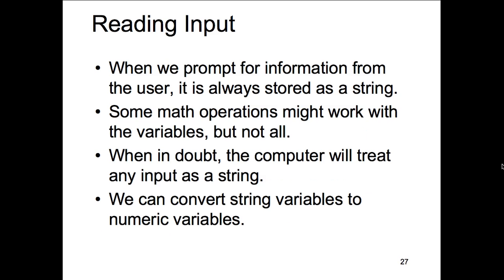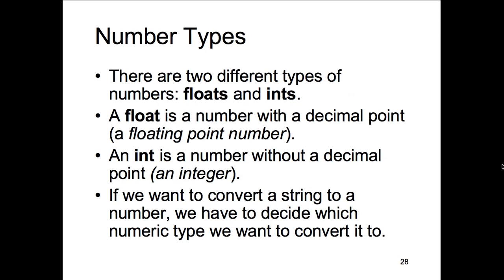Reading input. When we prompt for information from the user, it's always stored as a string. So when you say, give me your GPA number 1, and you put in, I don't know, 4.0, it's going to come out as a string 4.0. That's why you have to parse it to an integer, or to a float, or to a double, depending upon how you're going to use it. Some math operations might work with variables, but not all of them, actually. When in doubt, the computer will treat the number as a string, so convert the string to numerical values.